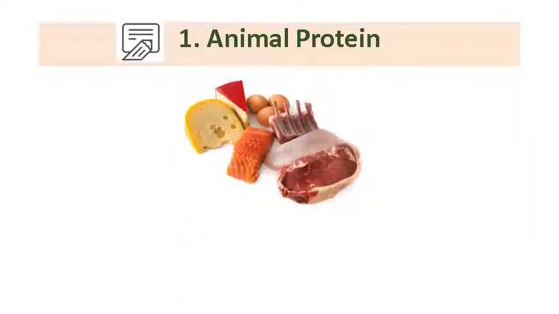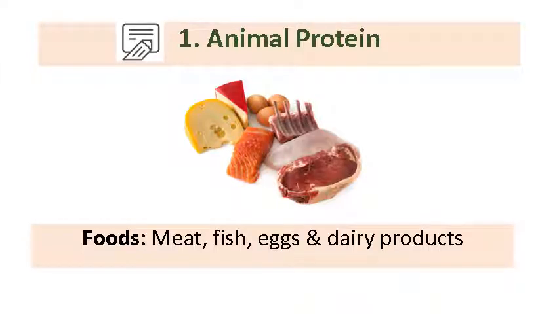So you've got your little symbol there, animal protein. That's the first of our protein areas. So these are high in protein. So these are high biological values. So meat, fish, eggs, and dairy products. Remember, you can pause to copy these down.